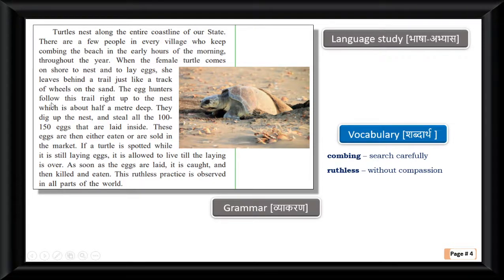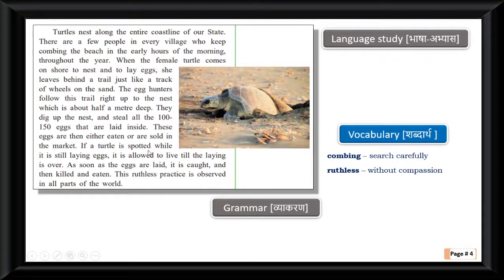The egg hunters follow this trail right up to the nest, which is about half a meter deep. They dig up the nest and steal all the 100 to 150 eggs that are laid inside. These eggs are then either eaten or are sold in the market.